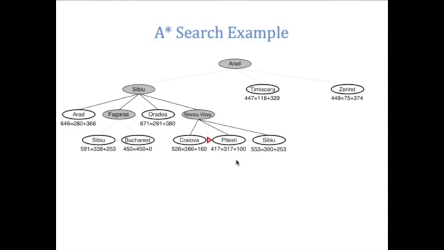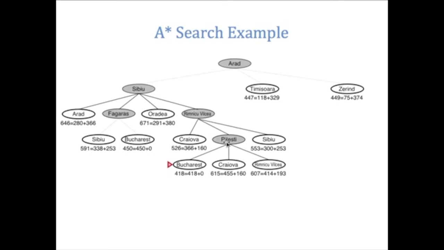But look, what about Pitesti here? There, the cost of getting to Pitesti was 317, but the Bucharest straight line distance is only 100 kilometers. So it looks like the total cost of getting from Pitesti to Bucharest is less than going from Fagaras to Bucharest. So instead of finding that we've gotten to the goal here, we realize we have a lower cost path, and instead we expand the node at Pitesti, and then sure enough, we get to Bucharest with a total cost of 418. That's the cumulative distance from Arad to Sibiu, Sibiu to Rimnicu Vilcea, Rimnicu Vilcea to Pitesti, and Pitesti to Bucharest, 418. We're at Bucharest, so there's no more to go, and the total cost is 418, and that's our lowest cost path, and that's the solution found by A*.